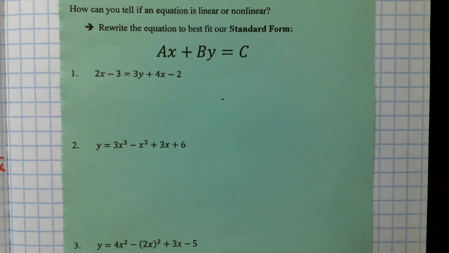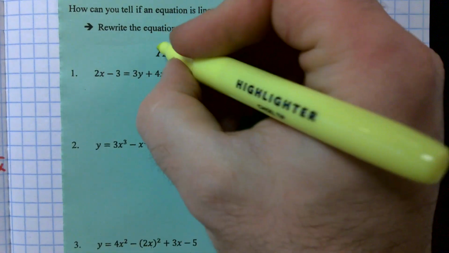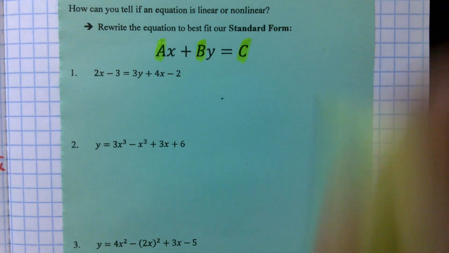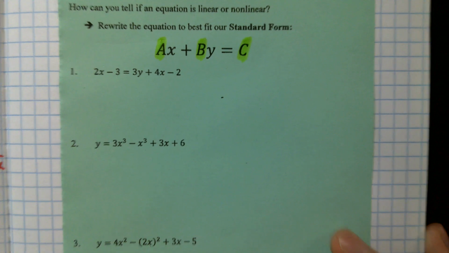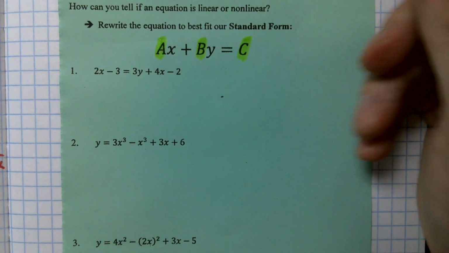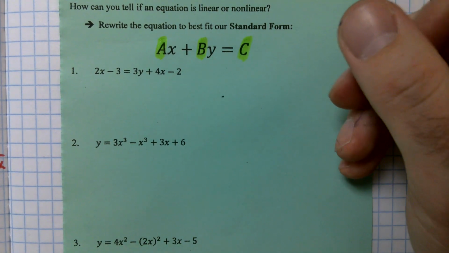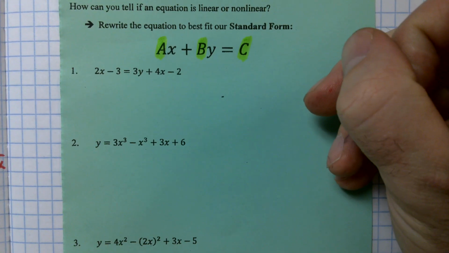Now, a couple of things. Go ahead and highlight A, B, and C for me in yellow. But you all have a yellow highlighter and a pink highlighter in your supply box. But if you want to use your own, I don't care. It's up to you. It's your notes.